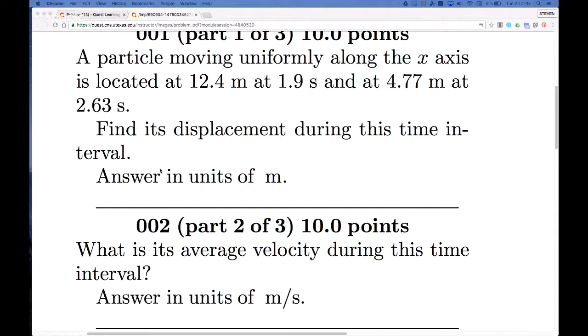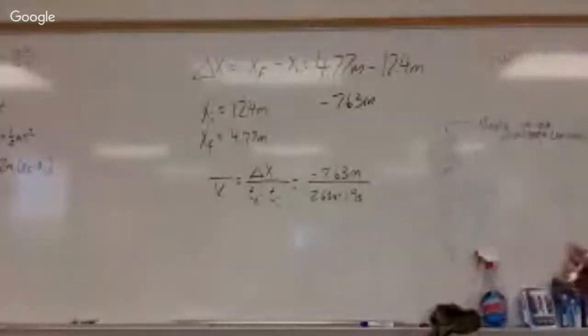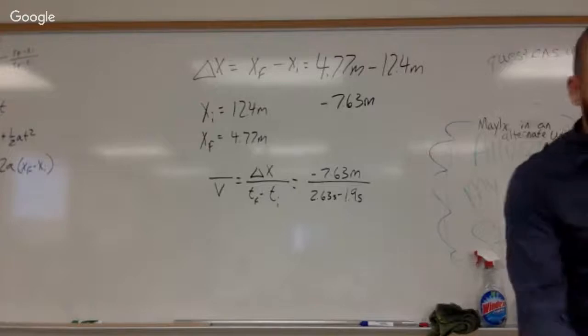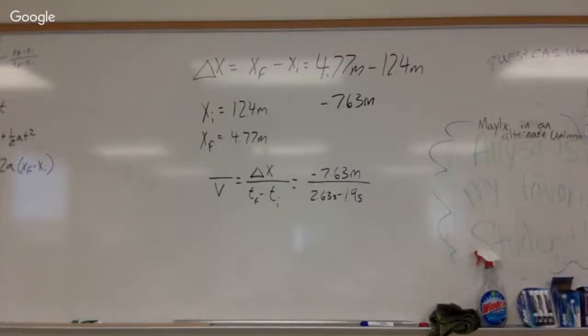Then take our 2 times. In this case, with time you will always put the bigger number first. 2.63 seconds minus 1.9 seconds. It'll look like this. So that's so far how I identified that.